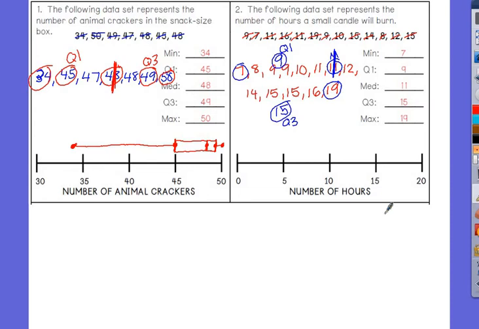Now I'm going to create my box and whisker. So first number up is 7. I think it's about right there. Then a 9. Then an 11. 15. And then 19.